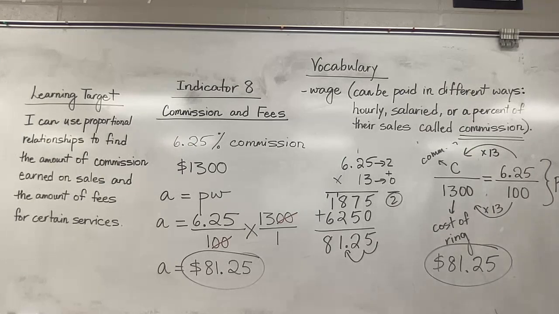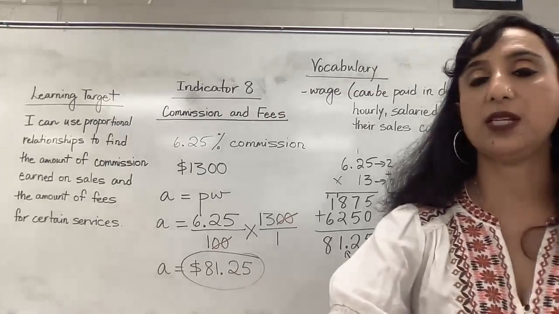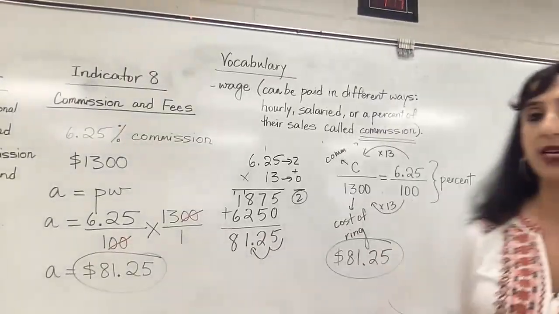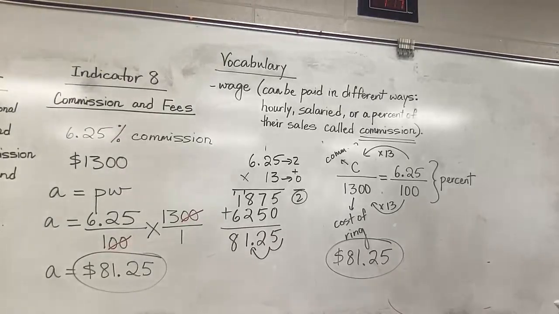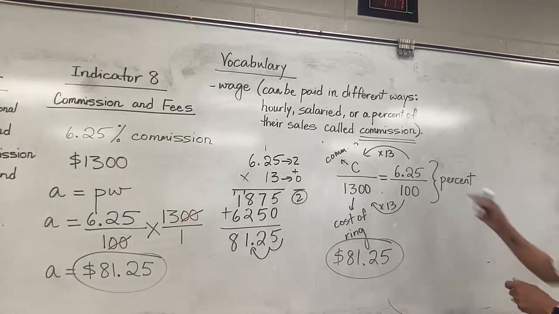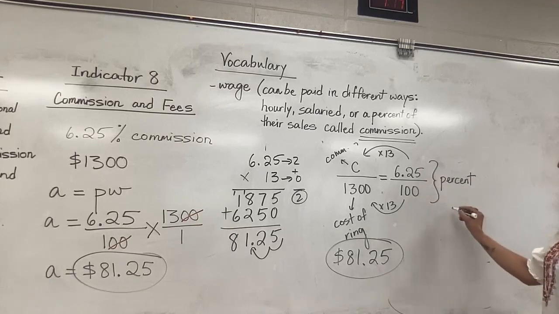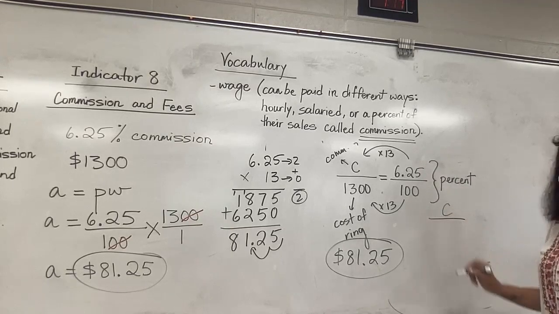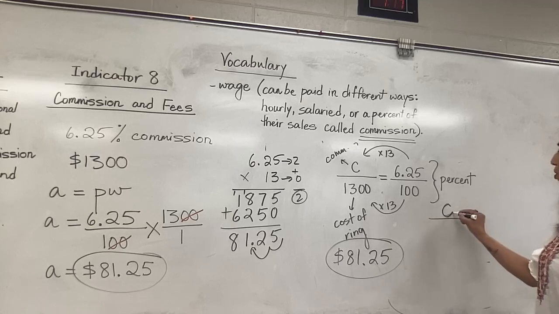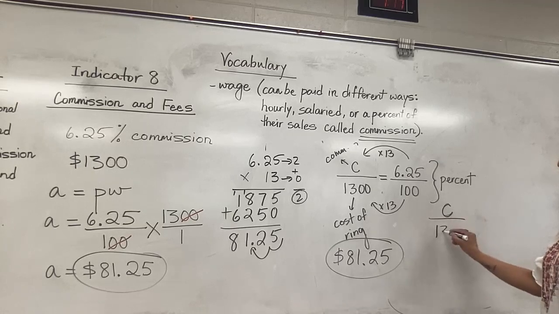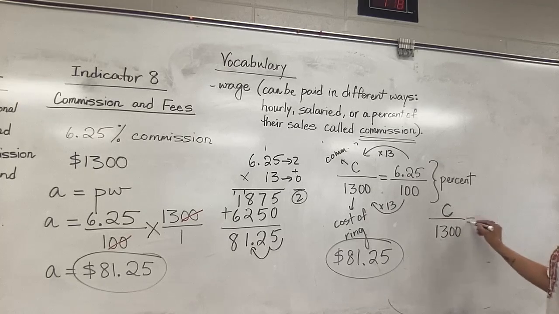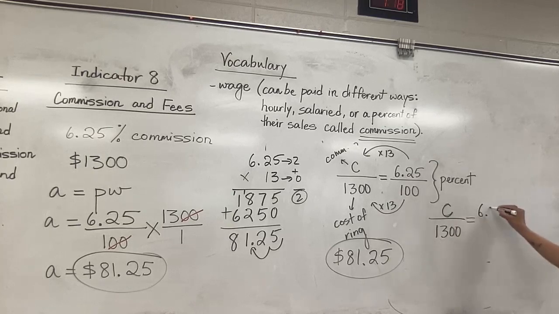All right. The other way to do this is to again use the properties of operations. And basically, again, what is that? Let me try to move this a little bit this way so that you can see. All right. So properties of operations, again, I am going to write out the same thing, which is C, the commission, over the cost of the ring, which is 1300, is equal to my percent, which is 6.25%.